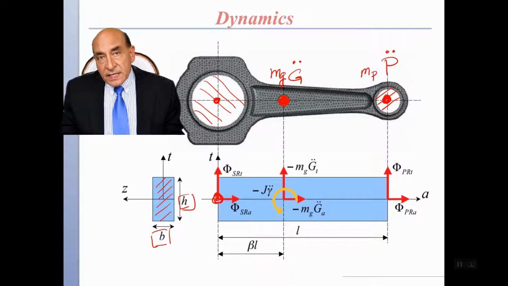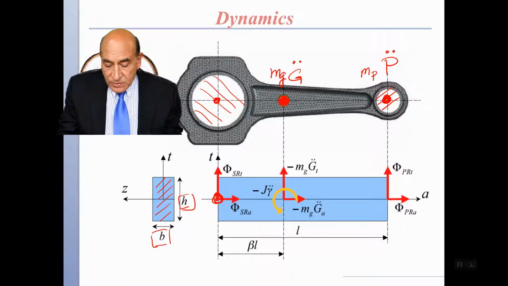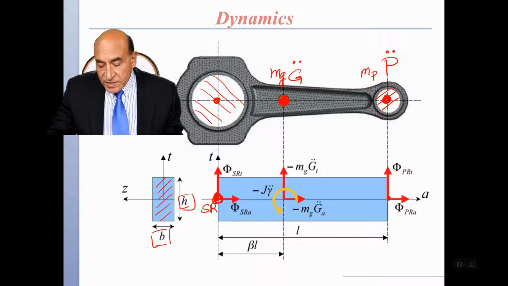The first step to analyze beam deflection and stresses is to determine the force distributions. So we will have forces from the shaft on the rod on this side, S on R, and we would have forces from the piston on the rod on this side. So P on R is the piston on the rod. We have one force that has a resultant. So this is the resultant, we're going to call it phi, and this is piston on the rod.